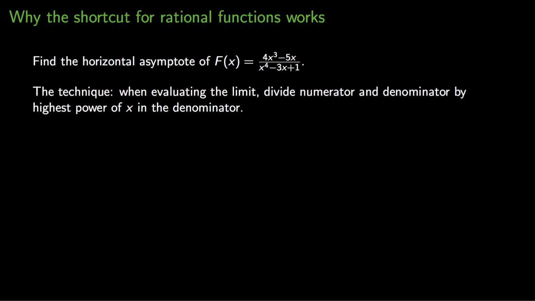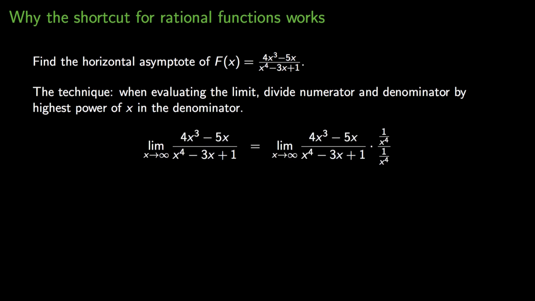To find this horizontal asymptote of this rational function, I'm going to do exactly the same thing. Divide top and bottom by the highest power of x. And in this case, that power is going to be 4. And multiply on top and bottom by 1/x⁴. And when I distribute that, what I get is 4/x minus 5/x³ on top, and 1 minus 3/x³ plus 1/x⁴ on the bottom.